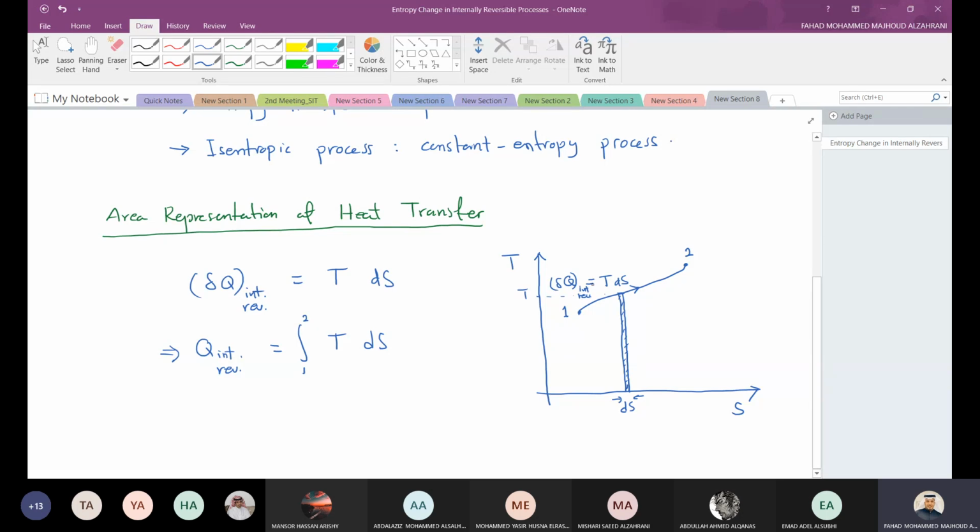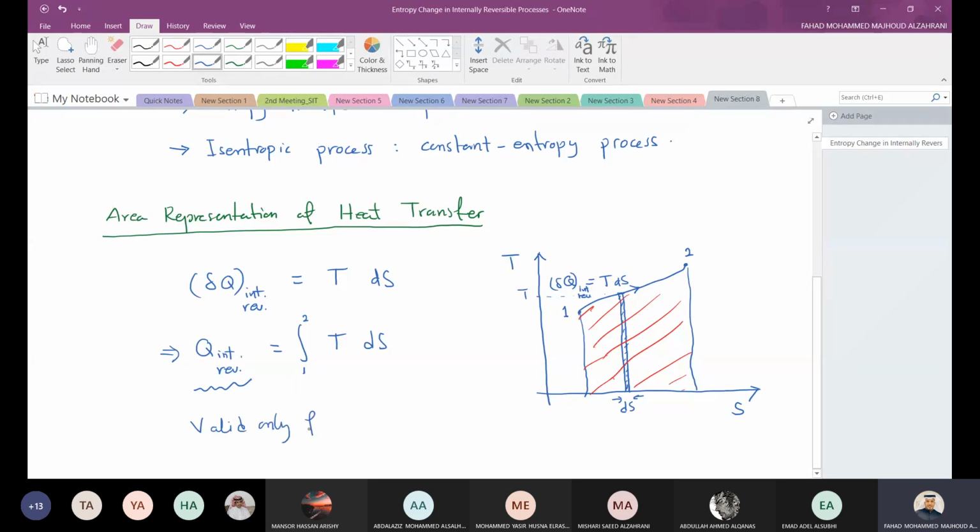So this is what you need to remember here. This q is basically this area. So q here in this case, the total q, is the total area under the TS diagram.